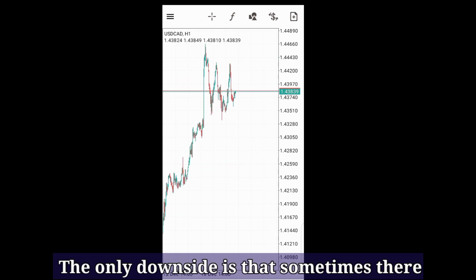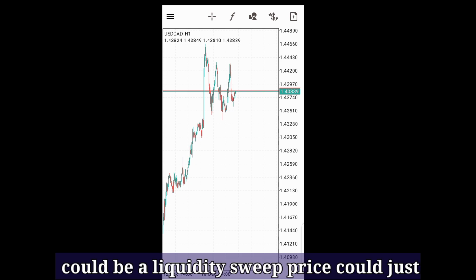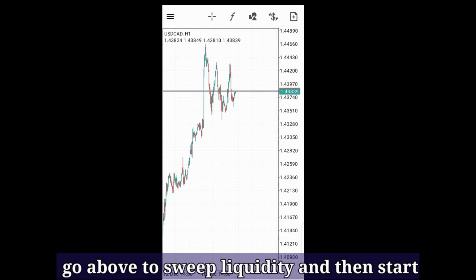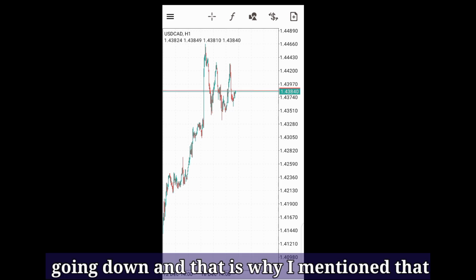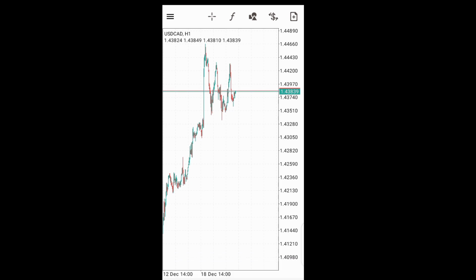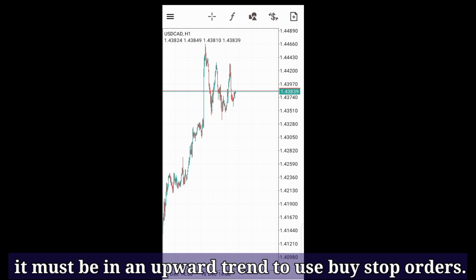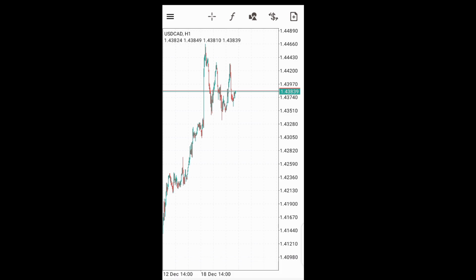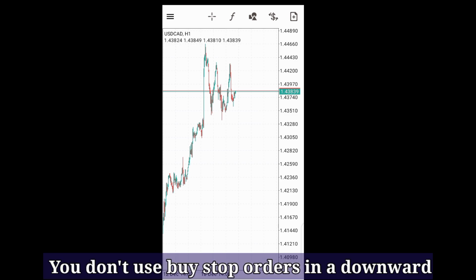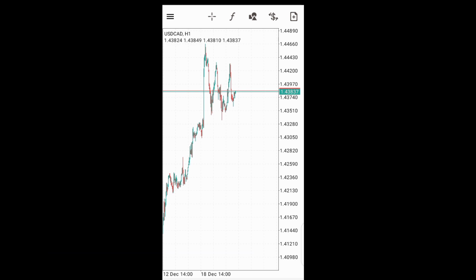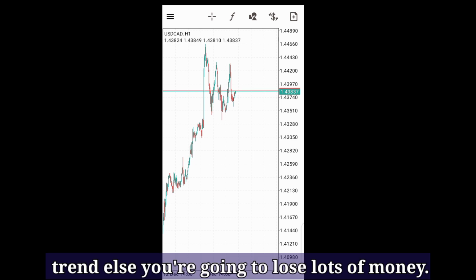The only downside is that sometimes there could be a liquidity sweep. Price could just go above to sweep liquidity and then start going down, and that is why I mentioned that it must be in an upward trend to use buy stop orders. You don't use buy stop orders in a downward trend, else you're going to lose lots of money.